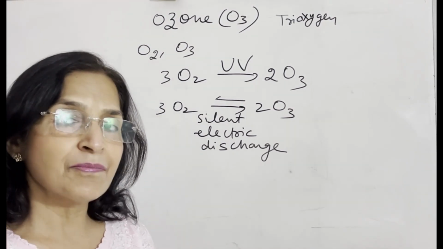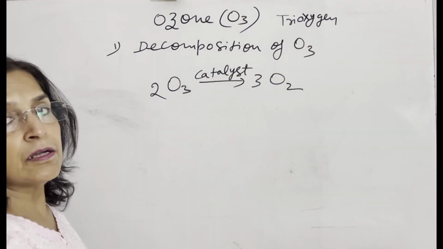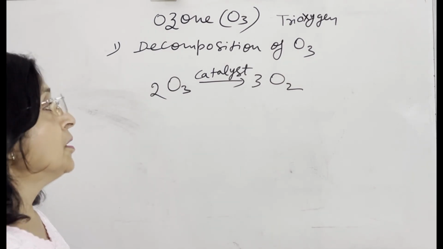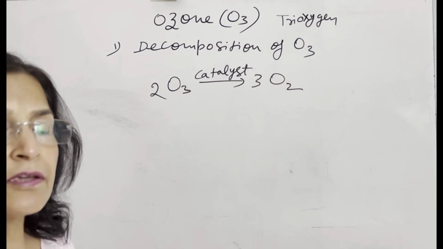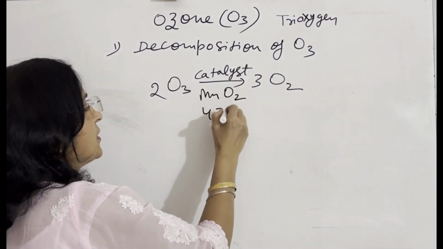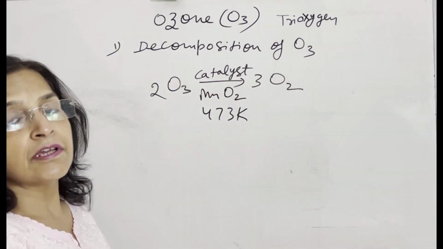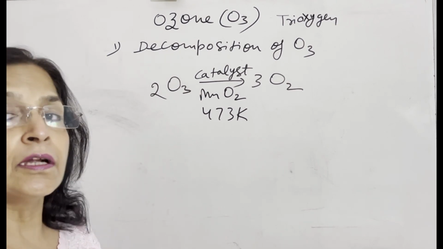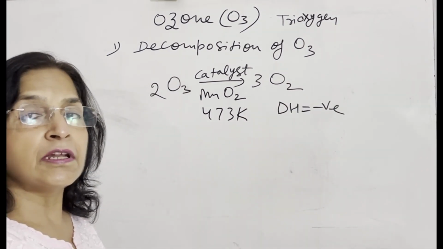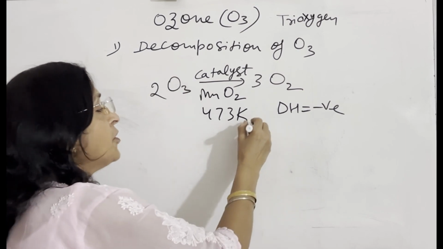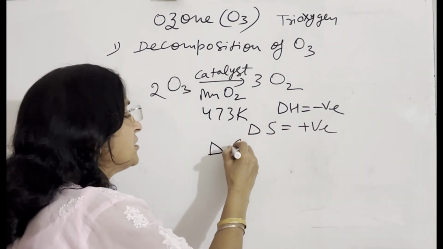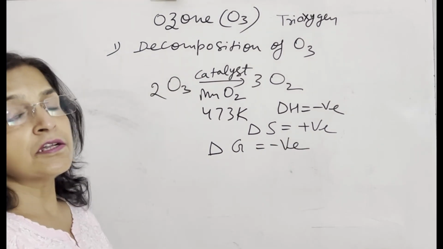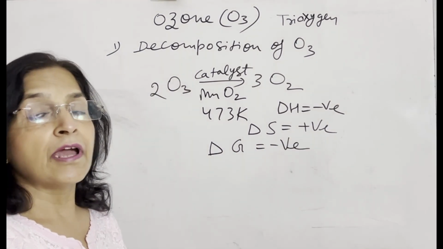Now we will discuss chemical properties of ozone. This is the decomposition reaction of the ozone. Decomposition takes place readily in the presence of catalysts like manganese dioxide and temperature 473 Kelvin. According to this reaction, ozone is thermodynamically unstable. This reaction is exothermic in nature, delta H is negative, and for this reaction entropy change is positive. As a result, change in free energy will be negative and high concentration of ozone can be explosive.